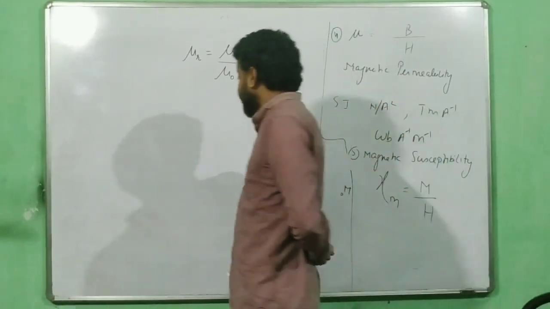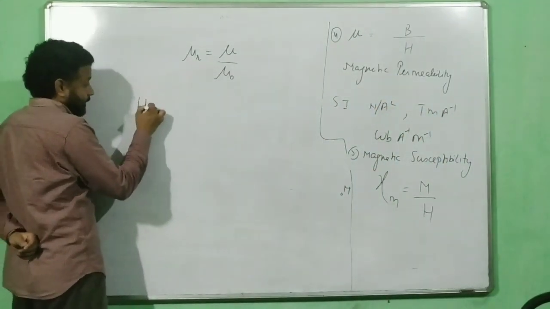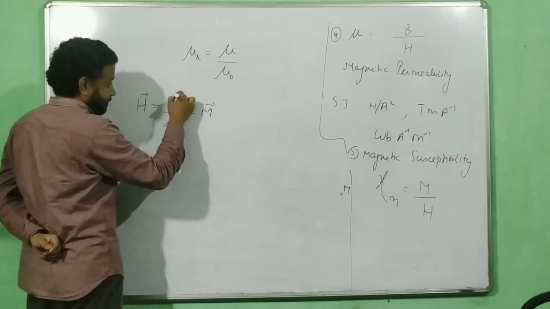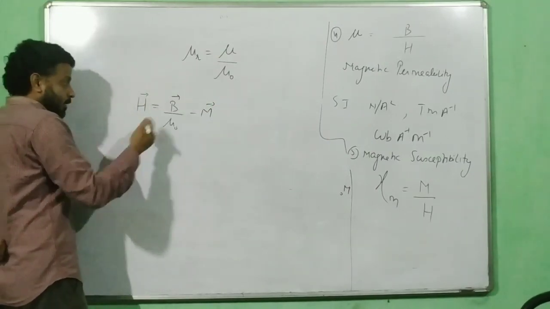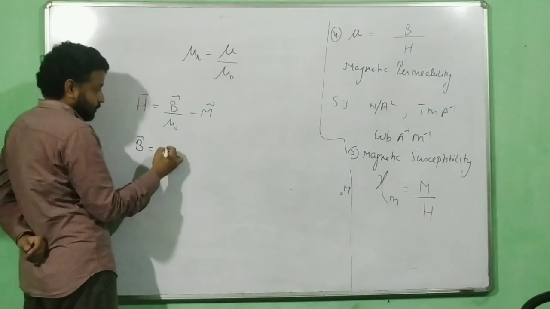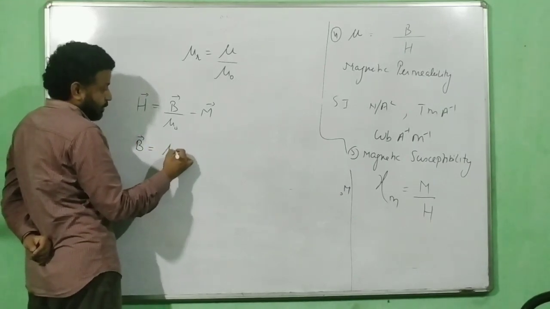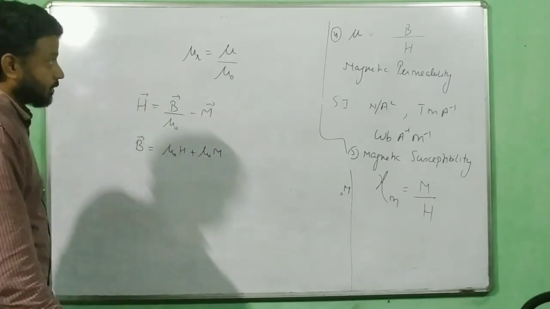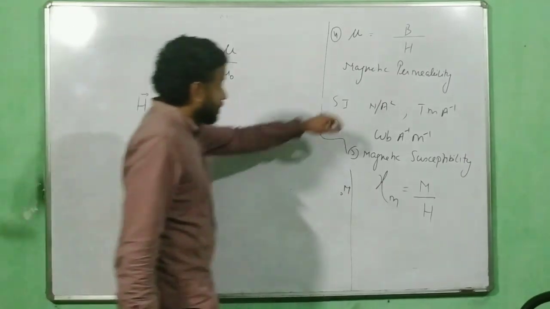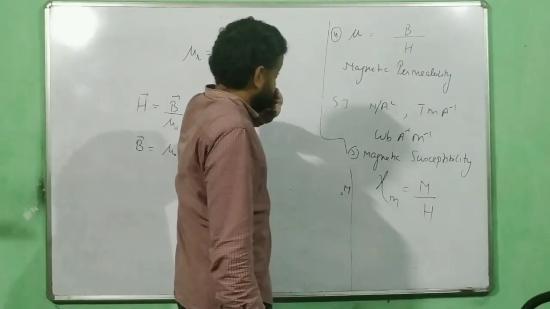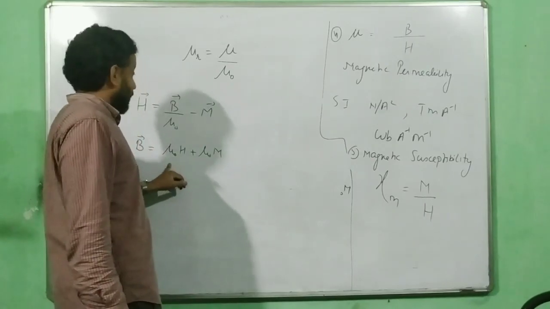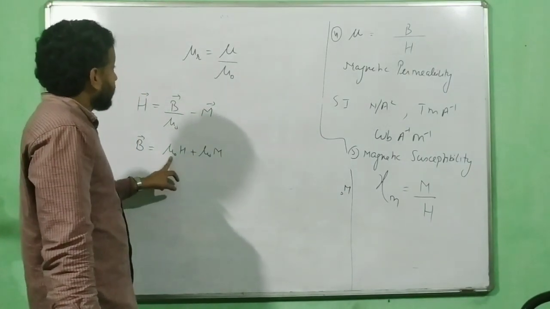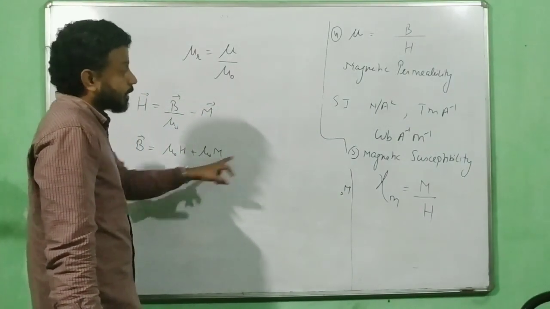Okay, now let's do it. H, if you remember in vector form, was given as B by mu naught minus M. This is what I told you. This can now be written as B equals mu naught H plus mu naught M. Can I write mu into H as B, and mu naught into M? Okay, we will come to that part.